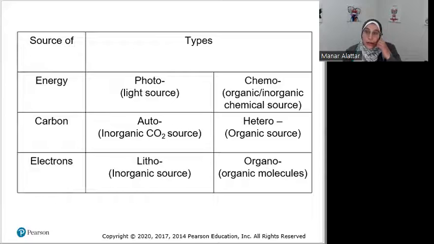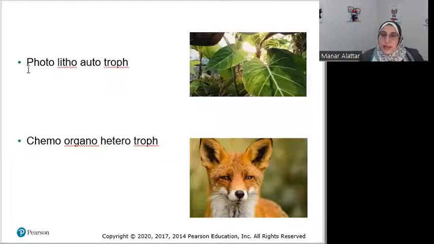And so we actually name groups of organisms in this way: phototroph, chemotroph, autotroph, lithotroph. That gives us an idea of where they're getting these various components from: their energy, their carbon, and their electrons. This table breaks those down. You can see the energy source, either sunlight or chemical energy; carbon source, either inorganic carbon, specifically CO2, or organic carbon sources; and electrons being from inorganic sources, where we use the prefix litho, or organic sources, organo. These are full words, but I've just put the spaces in them so we can see what they mean.